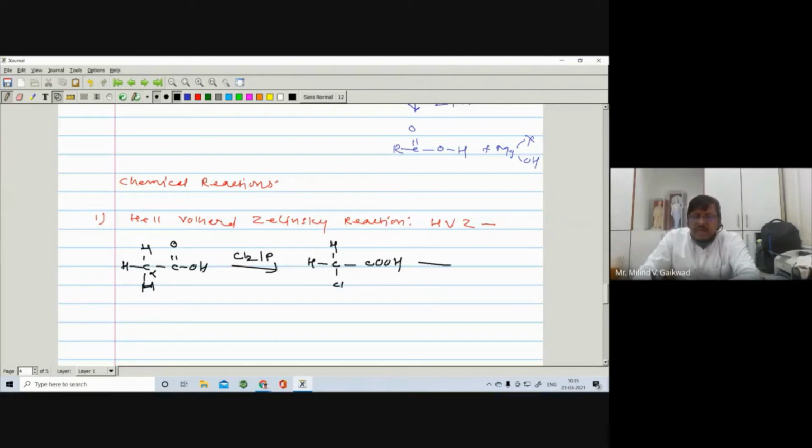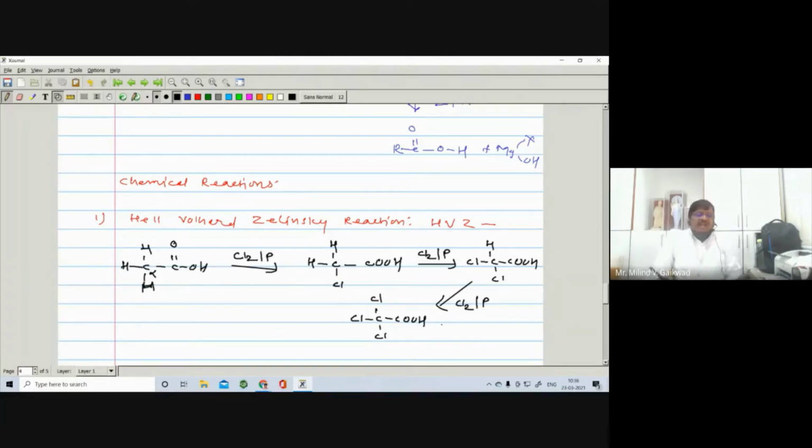Similarly, when you treat with Cl2 in the presence of phosphorus, the second molecule undergoes halogenation. Here is a Cl, here is an H, and here is a COOH. Similarly, the next and last hydrogen gets replaced, and you get trichloroacetic acid. This reagent is useful for halogenation at the alpha carbon atom.